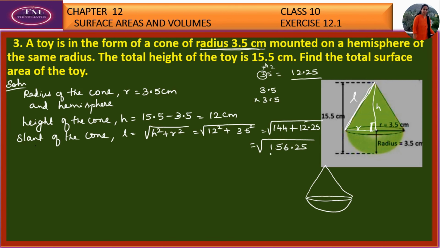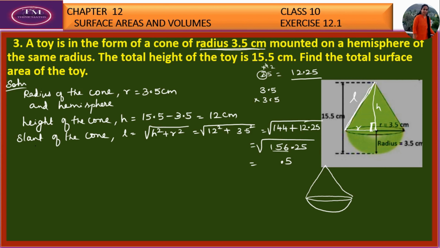Now we have to find out the square root of 156.25. It is the reverse process. How did we do square? We did 5 square equal to 25. So reverse process, square root of 25 is 5. So put a decimal. Decimal is here. So 0.5. Now we have to find out the value for 156.